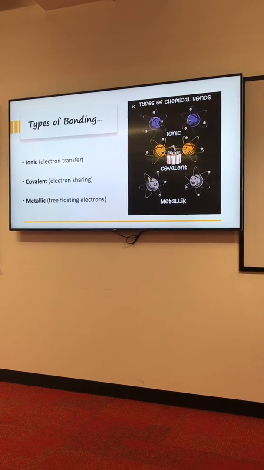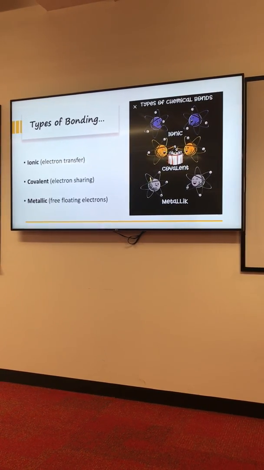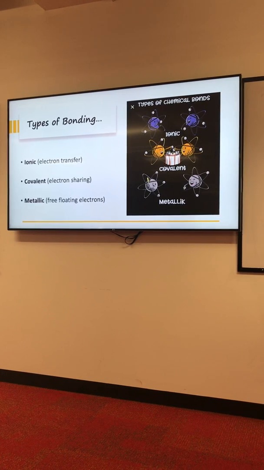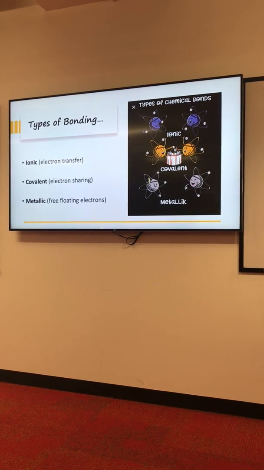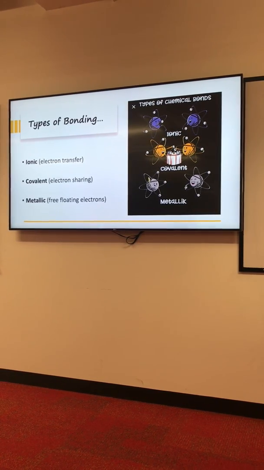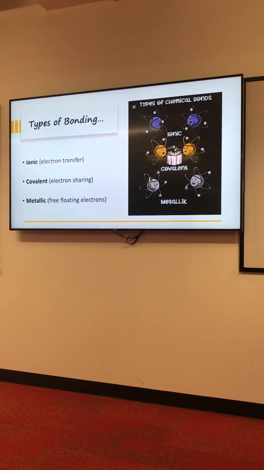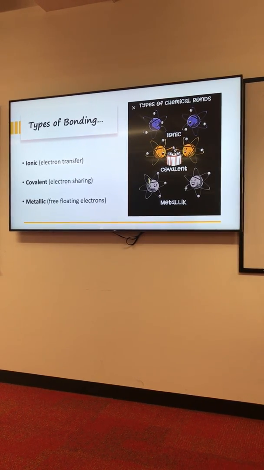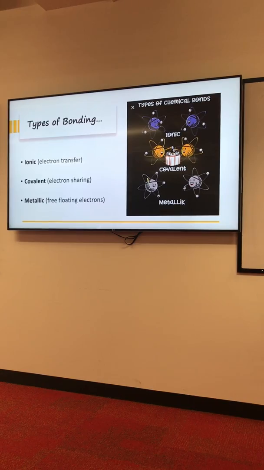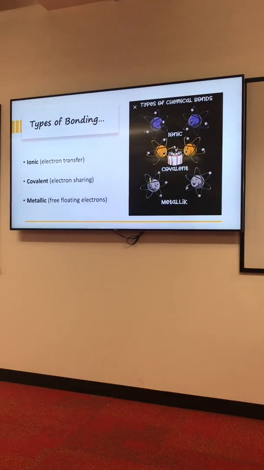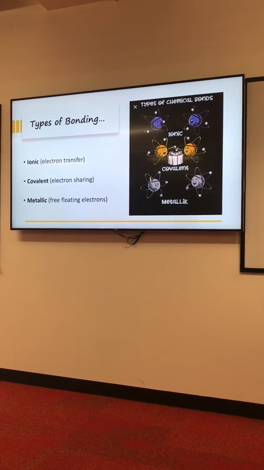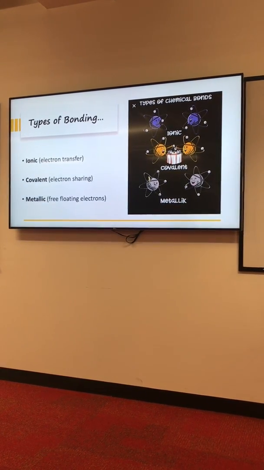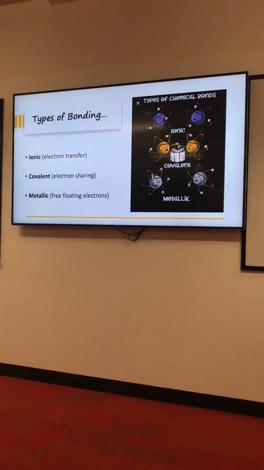And in metallic bonding, it's about free floating electrons resulting in cations or positively charged ions, and then those cations are strongly attracted to the free floating electrons, which are floating around in a bit of a cloud, and that brings those metal atoms together. That's why metals conduct electricity really well, because they have free floating electrons which can move.